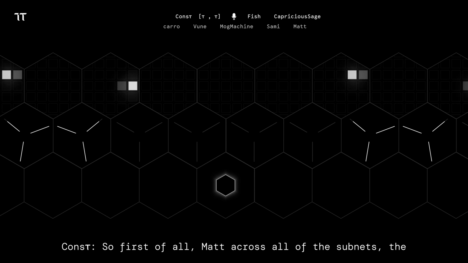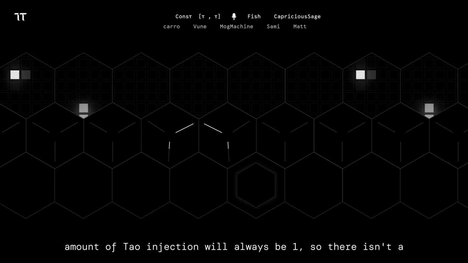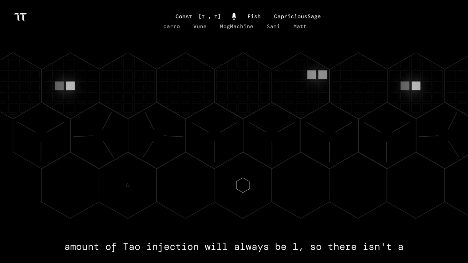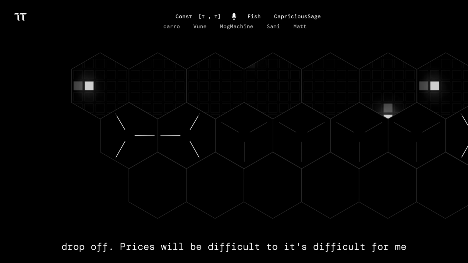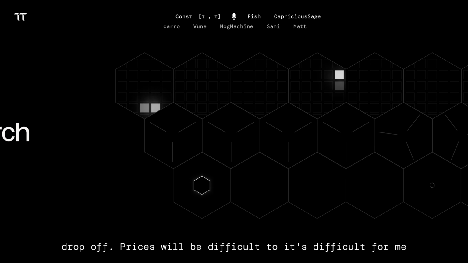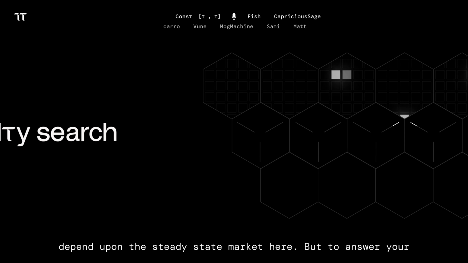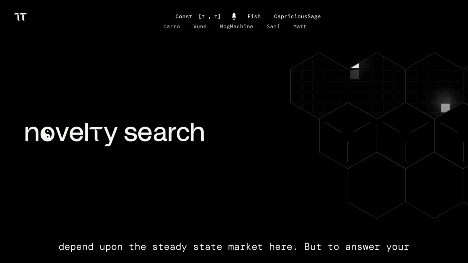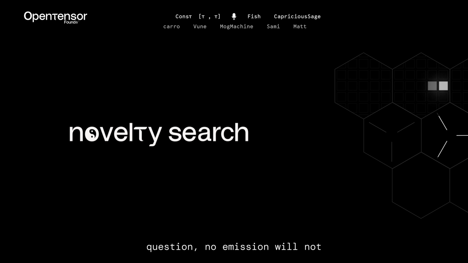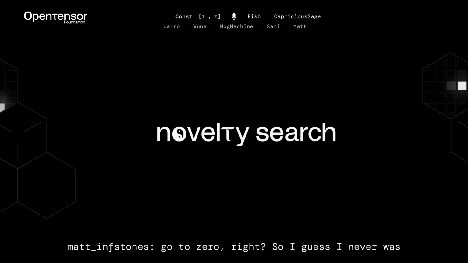So first of all, Matt, across all of the subnets, the amount of tau injection will always be 1. So there isn't a drop-off. It's difficult for me to know what the price will be because it really will depend upon the steady state market here. But to answer your question, no, emission will not go to 0.